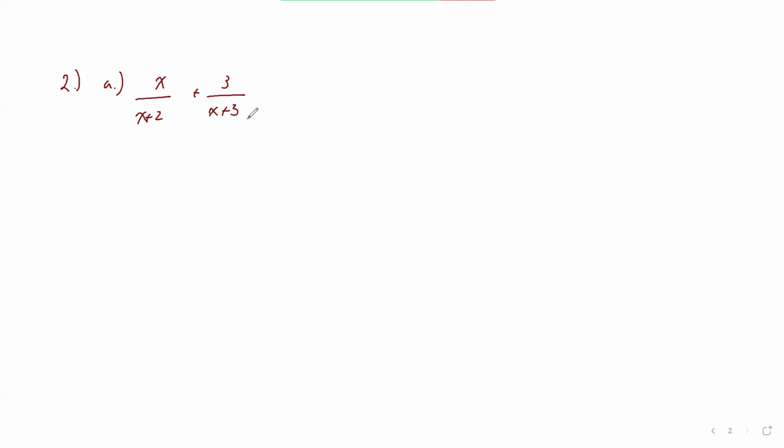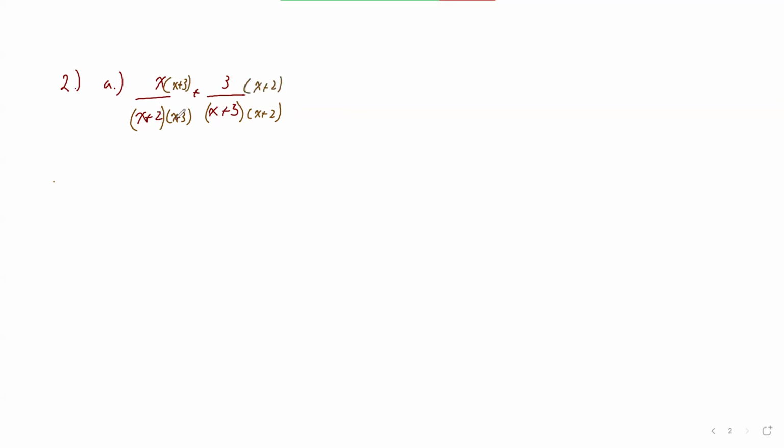So because this is an x plus 3, I would need to then multiply this x plus 2 by the x plus 3. And since this is an x plus 2, I need to then multiply the x plus 3 by x plus 2. Now by doing that, the denominators are now the same. The only issue is what you do to the denominator, you must also do to the numerator.